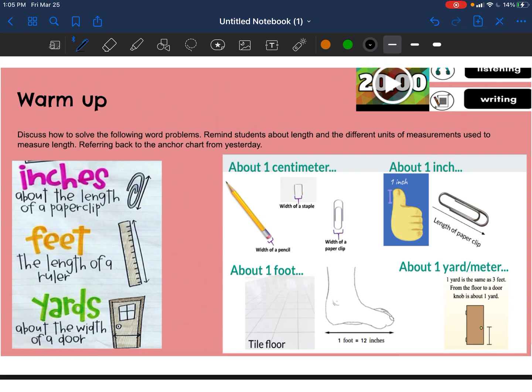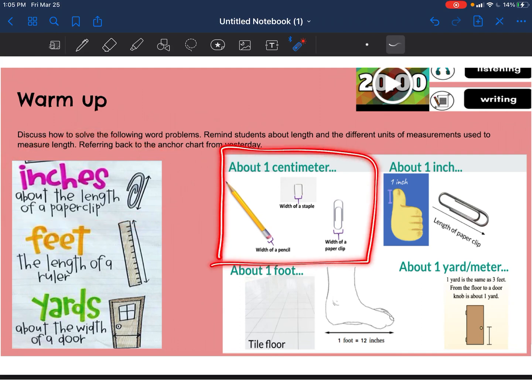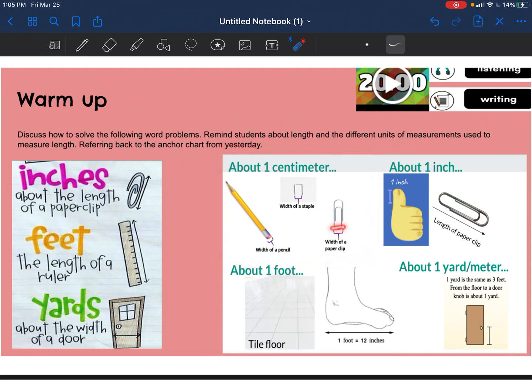So let's review. Inches are going to be our smallest unit of measurement that we're really going to focus on, but there are also something even smaller called centimeters. That is about the width of a paper clip. An inch is about the length of a paper clip. So the width is like this, the length is like this, or you could look at it as the width of a pencil is about a centimeter and the width of your thumb is about an inch. Okay, so inches are a small unit of measurement.